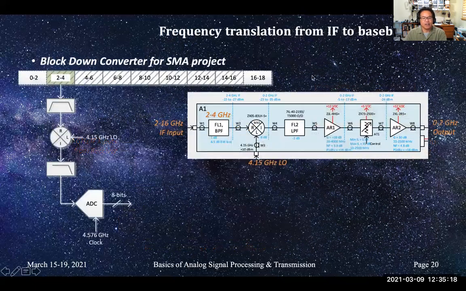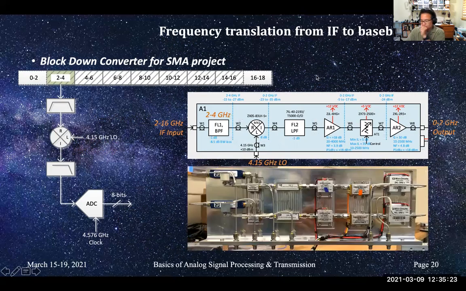Here's something that we actually did build. It's a frequency translation from IF to baseband. So we have multiple blocks. These are IFs, 2 to 4, 4 to 6, and so on. This particular down converter takes 2 to 4 gigahertz: bandpass filter, mix, low pass filter, and goes to an ADC for digitization. Here you can see the actual block diagram. Here's a low pass filter. There are 2 channels. Mixer, low pass filter, amplifier, variable attenuator, amplifier, and then the ADC, or the A to D converter, would be outside of this assembly.